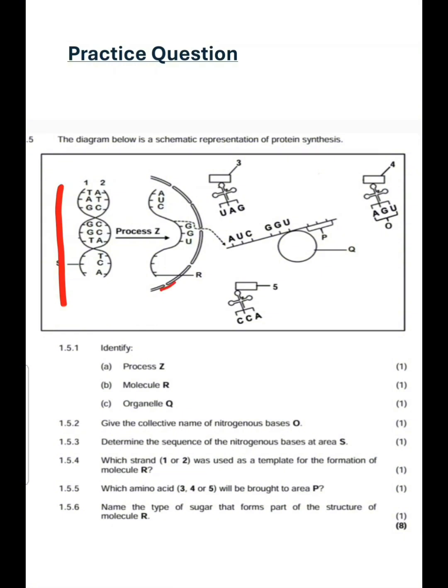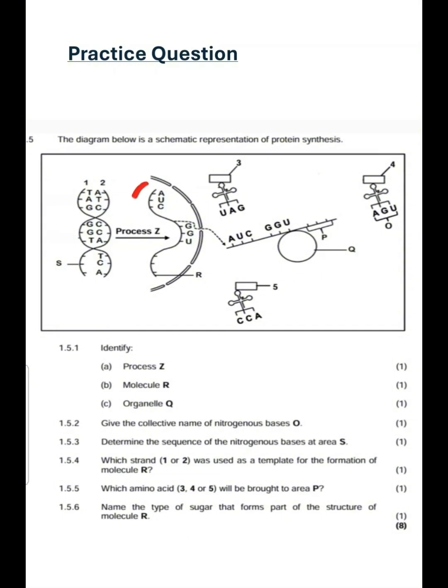And you see this little dotted line here. That is the nucleus. They might ask you in the exam, so if they ask what this is, you can say that it's the nucleus. But yes, the process is transcription. The next question is saying to identify the molecule R.